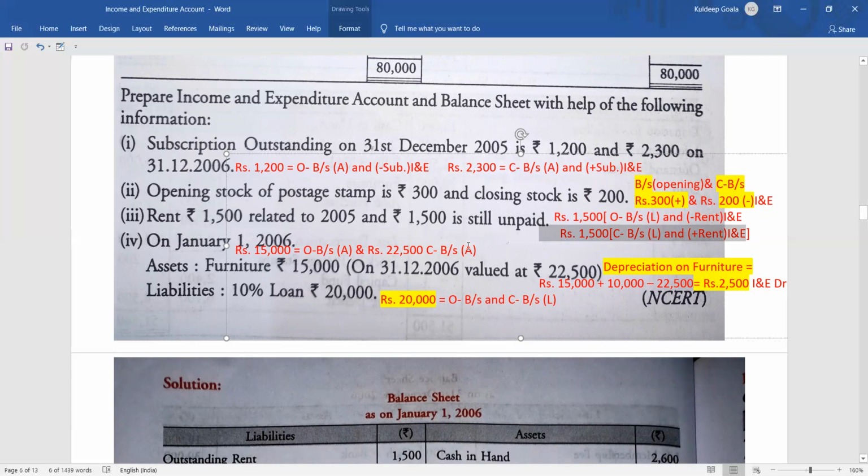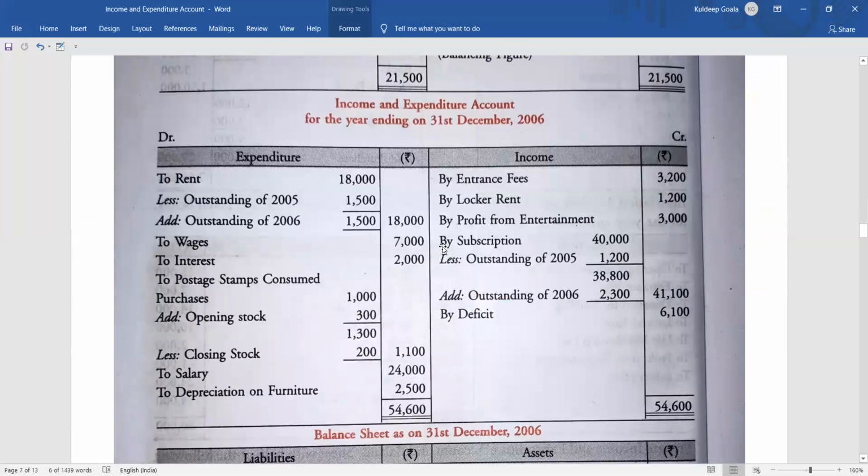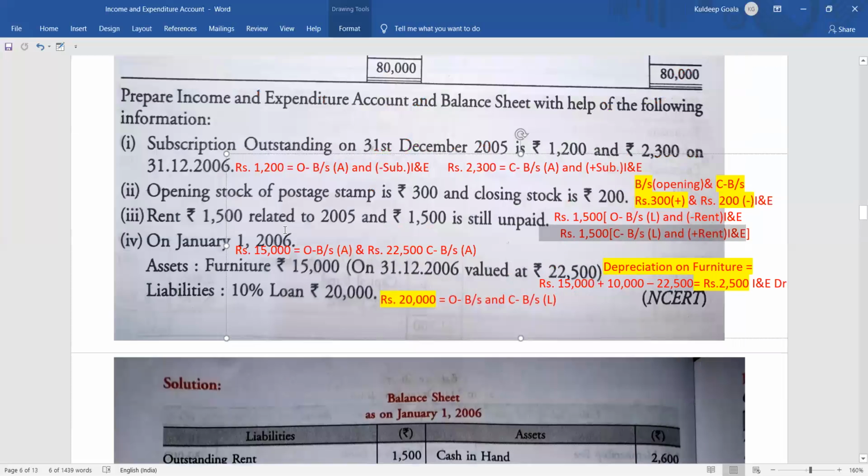Unpaid means it relates to current year. So what will happen? Once it will be deducted, again the next year's will be added. See, to rent 18,000 less outstanding for 2005 1,500, and again add outstanding for 2006, it is 1,500. The ultimate total figure is 18,000 rupees. Okay, the ultimate figure is 18,000 rupees. Let's see what is the next one.